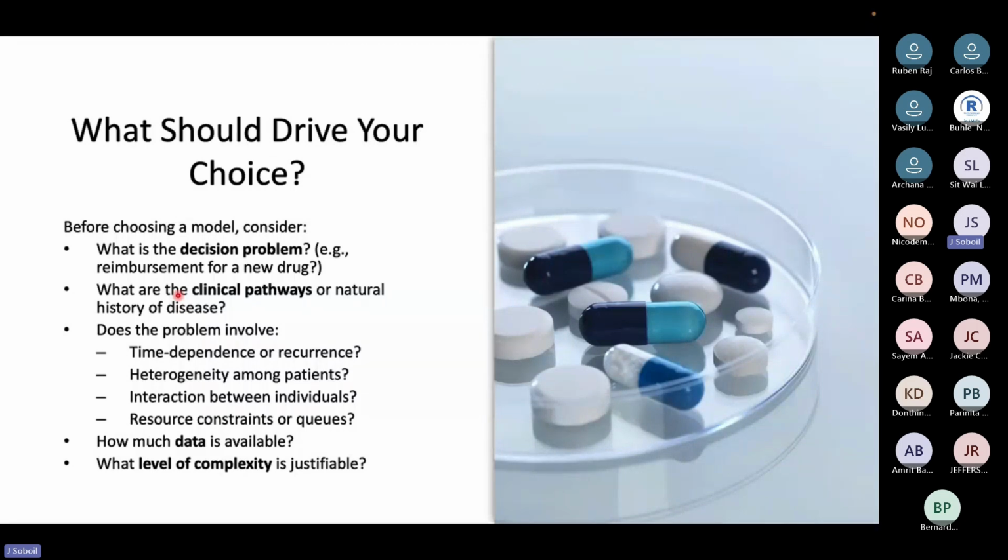Another issue is heterogeneity among patients. So are there very specific subpopulations that you may want to look at? How do you deal with that? Is there too much heterogeneity to form an average cohort value, for example? Or is it just simply a difference between type 1 and type 2 of the disease, for example?